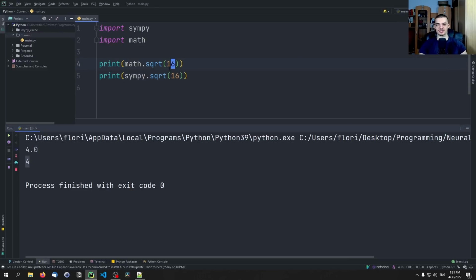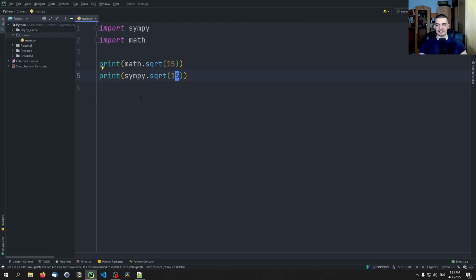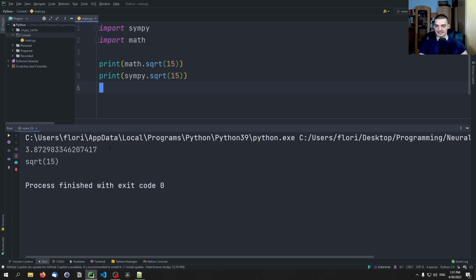If we change now 16 to 15, or any other number that doesn't have a convenient square root, we're going to see the difference between those two libraries. You can see now that math still returns the exact value of the calculation, square root of 15, whereas SymPy stays symbolic and gives us the more convenient representation of square root 15.